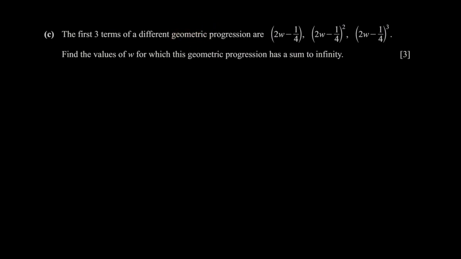Now, a geometric progression, as I said in part B, is one in which we are always multiplying by some common ratio. So if we've got the first term u1, and the second term u2, and the third term u3, and so on, we are always multiplying by some common ratio to get to the next term, right? That means the common ratio can be found either by doing the second term divided by the first term, or the third term divided by the second term, or the fourth term divided by the third term, and so on.